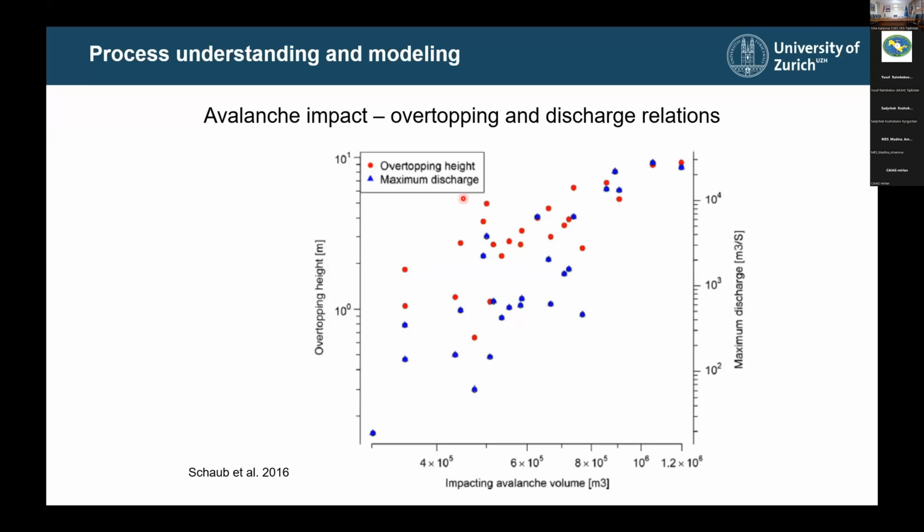Or here an example, this is also from the previous case. You see here, for instance, we looked systematically at different avalanche volumes from 400,000 to 1 million. And you see that the larger the avalanche is, the higher the overtopping heights, here the red dots, and also the maximum discharge, which can go to several 10,000 cubic meters per second.